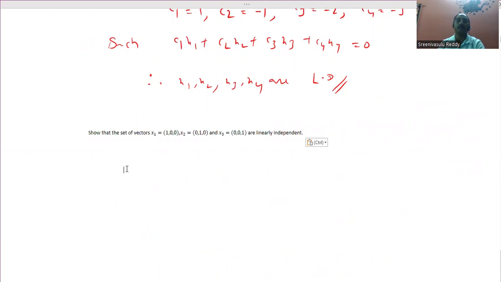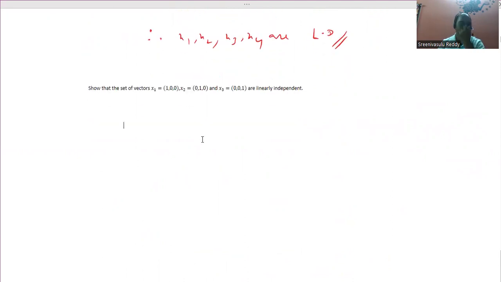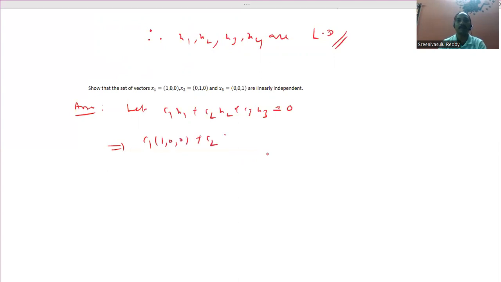Okay. So the vectors are linearly independent. Answer. Similar procedure. Let C1 x1 plus C2 x2 plus C3 x3 equal to 0. 0 means the 0 vector, and the 0 vector in this space is a 3-tuple. C1 times x1, whose value is 1, 0, 0, plus C2 times 0, 1, 0, plus C3 times 0, 0, 1, equal to the 3-tuple of 0.